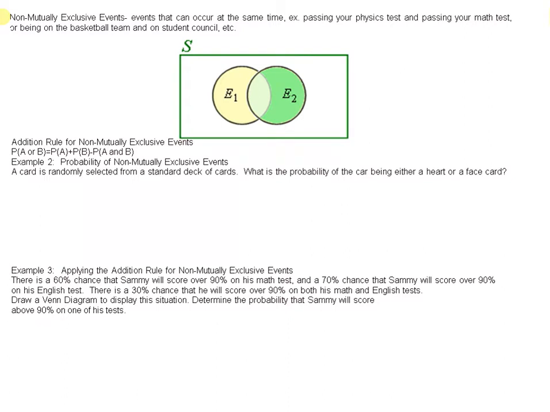Exclusive events are events that can occur at the same time. So, for example, passing your physics test and passing your math test, or being on a basketball team and on the student council. So in that case, there's this intersection of event 1 and event 2. And the addition rule for this is right here.